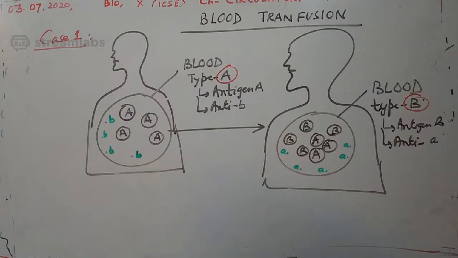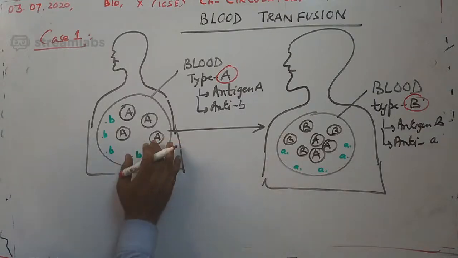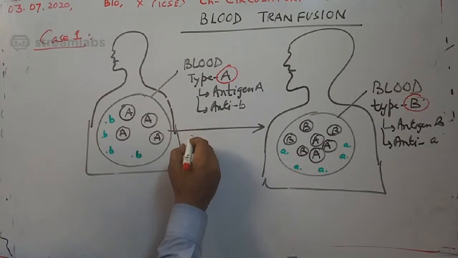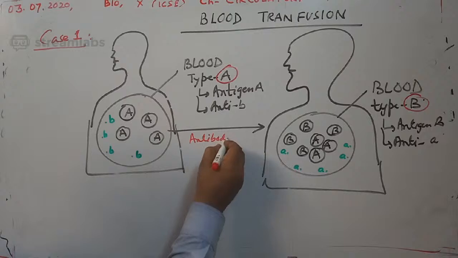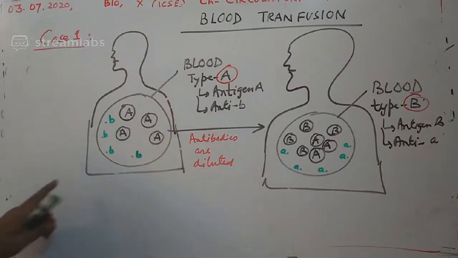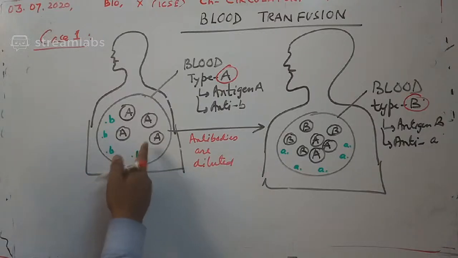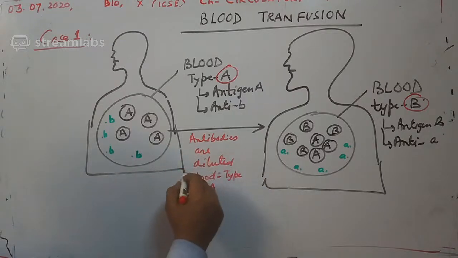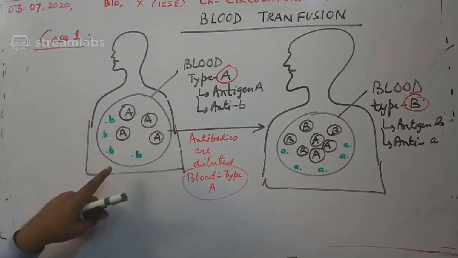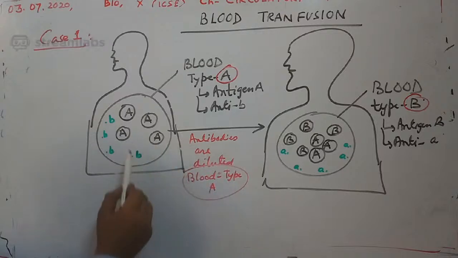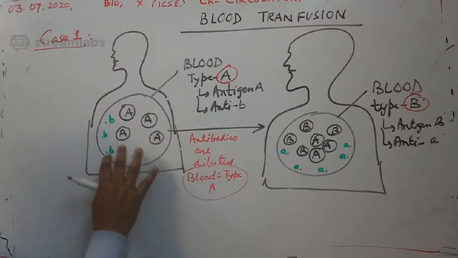What will happen? First thing, whenever blood is donated, the antibodies in this blood are diluted. So if this blood is transfused from A to B, from this blood group type A, antibodies B are diluted. So this would not do any effect.